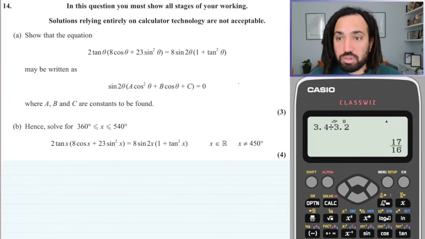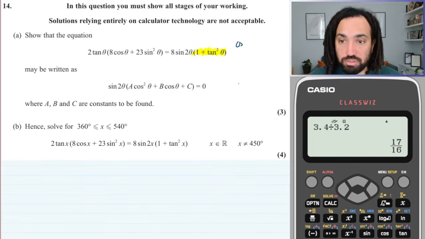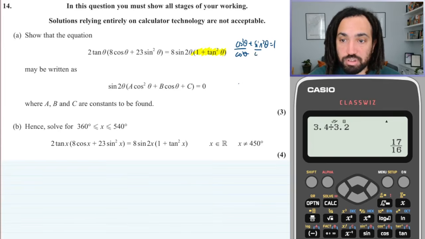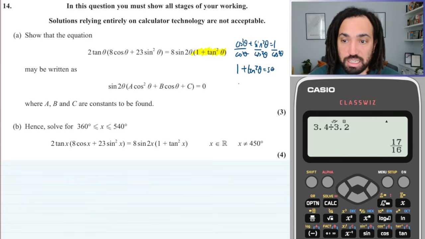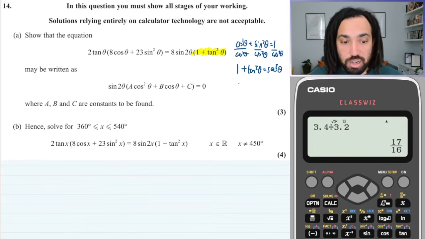Okay, a tricky trig question. And the first thing I've spotted here is we've got 1 plus tan squared. And as we should know, we have cos squared plus sine squared equals 1. And you can divide this identity through by cos squared theta. And that gives us the other identity, or another identity, should I say, which is 1 plus tan squared is equal to sec squared theta. So we're going to use that. We're going to rewrite this like so.